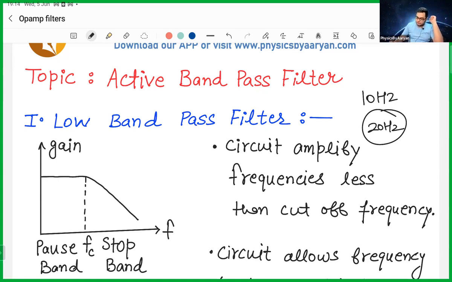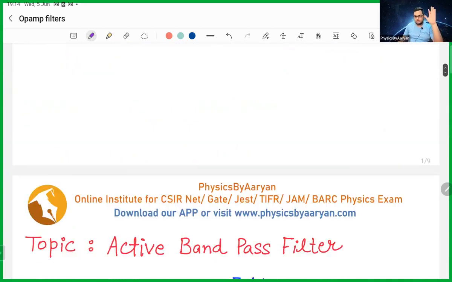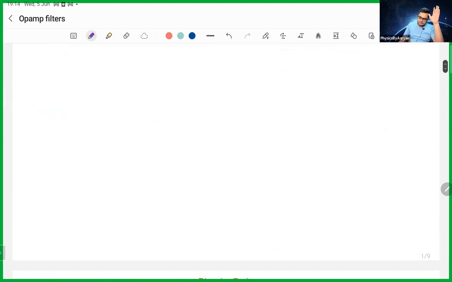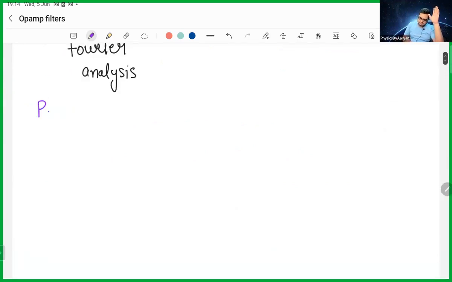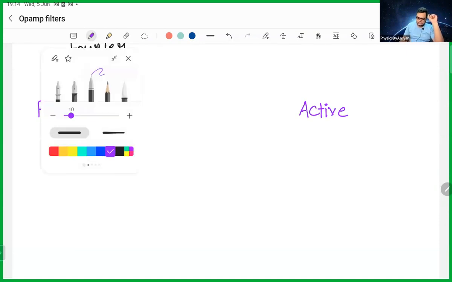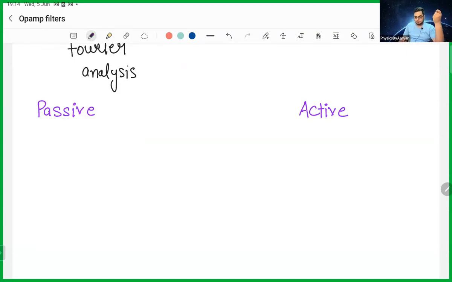Okay, good. Second thing, how to make these filters. In electronics, there are two types of circuit elements. One of them is known as the passive elements, and the other is known as the active elements. There is a very clear difference between both. Passive elements are elements that don't need any power to work. For example, a resistor will work. You don't need any power to use it.